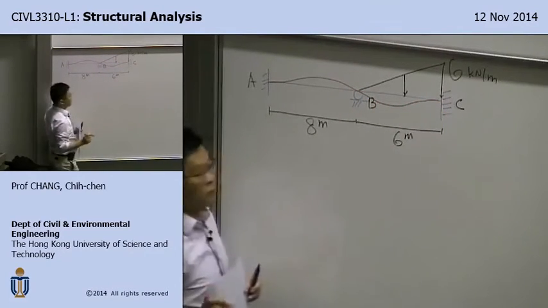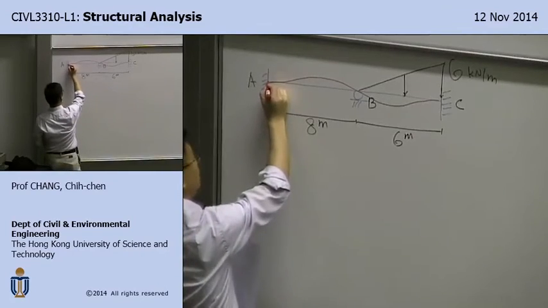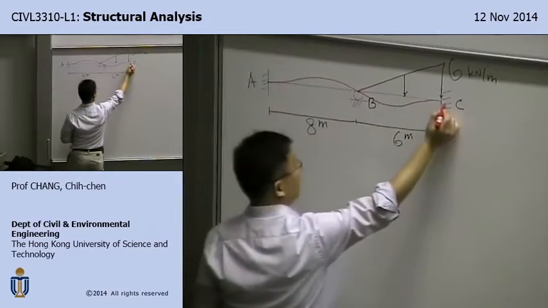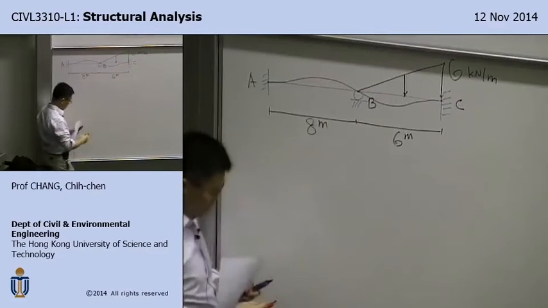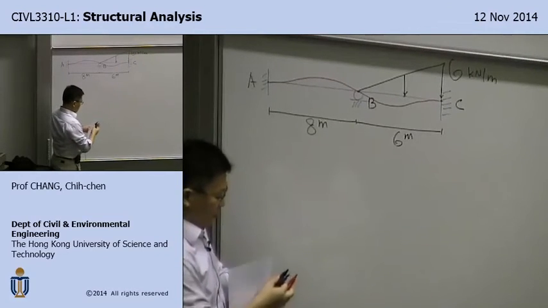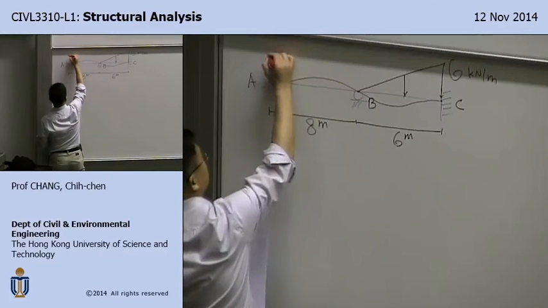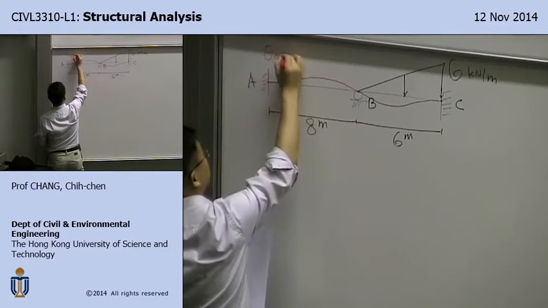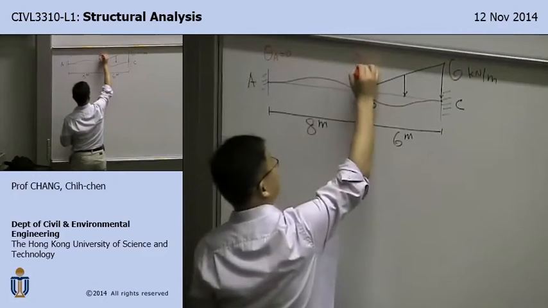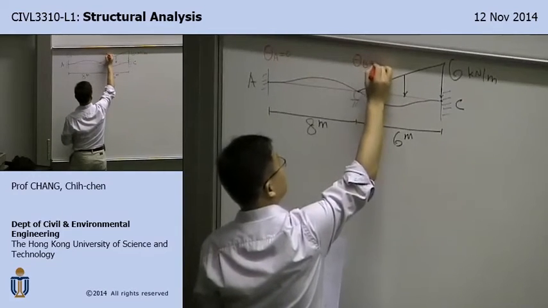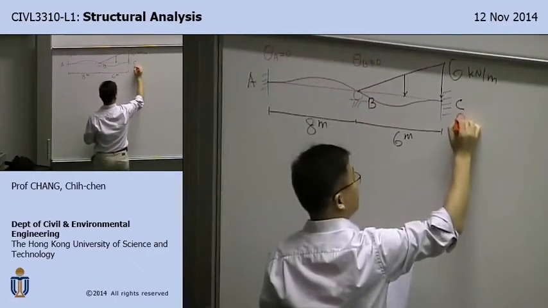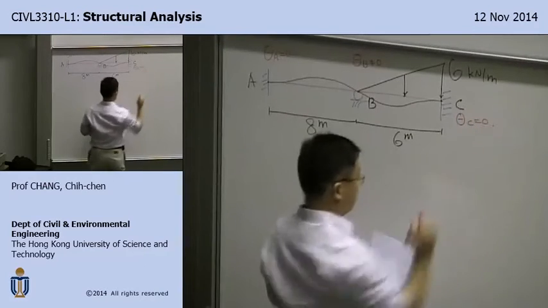So this is the deformed shape. I call this node A, node B, and node C. So identify degrees of freedom. It's not difficult to see that theta A is going to be equal to 0, theta B not equal to 0, theta C equal to 0.